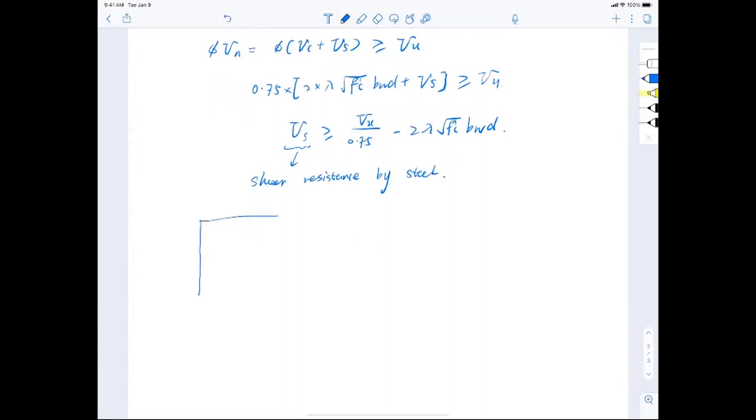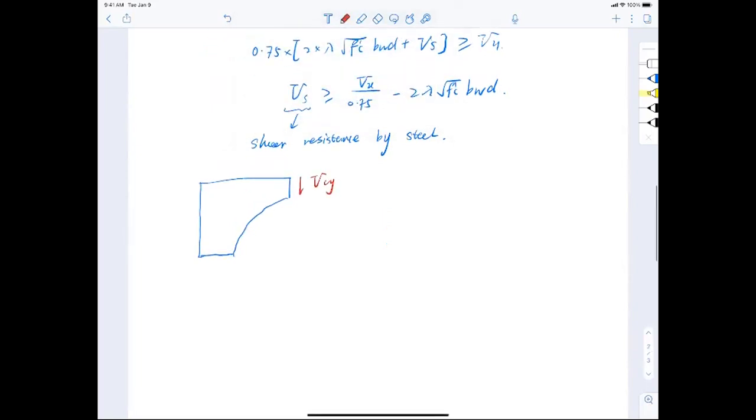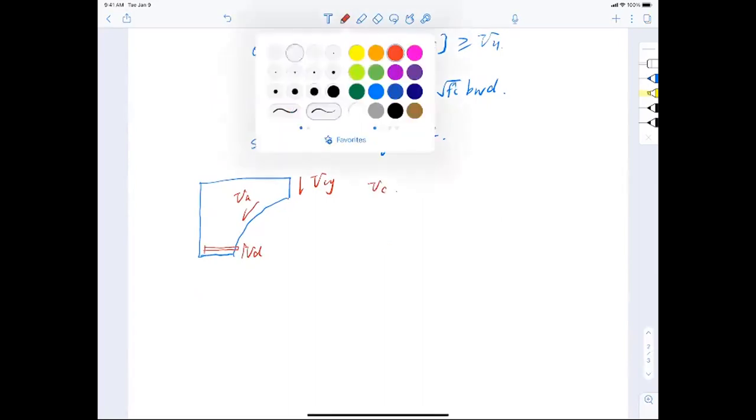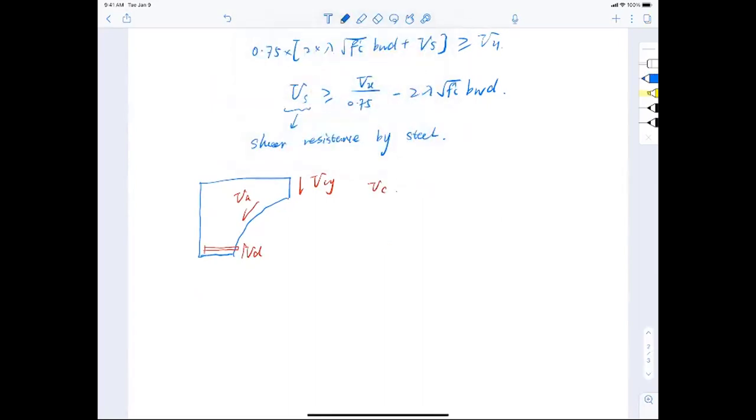Because now, if I look at the free body diagram, and I use red color indicating where the shear resistance is coming from: Vcy is the shear resistance by the concrete compressive zone, Va is the diagonal shear resistance, and Vd is the dowel resistance. They are all accounted for in Vc.